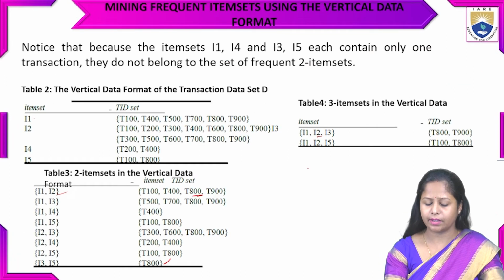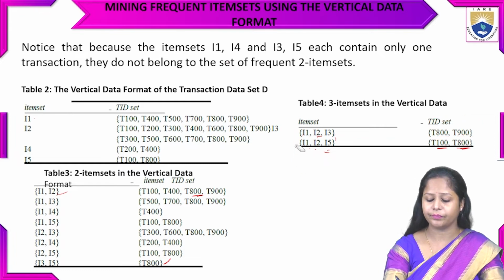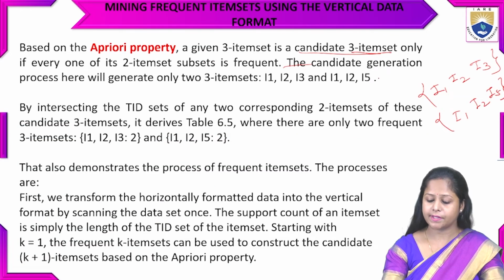In the previous slide, we can check. Here {I1, I2, I3} is appearing for the frequent transactions T800 and T900, and {I1, I2, I5}, these are the 3-item sets, is appearing for T100 and T800. Yes. So coming to our slide.